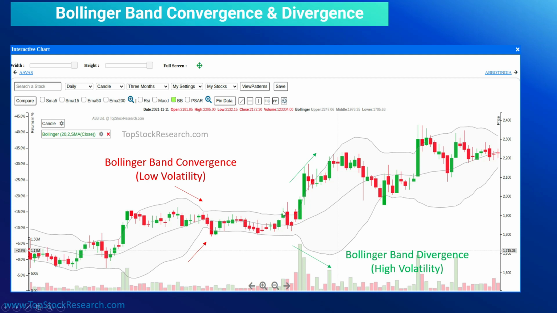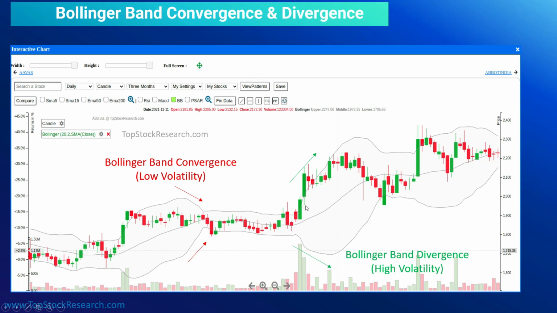So there was a false breakout here, but the second breakout was on extremely good volume. I think you should consider getting into stocks in this kind of situation. So when the band is converging, it's an opportunity for you to wait for the right breakout or breakdown.